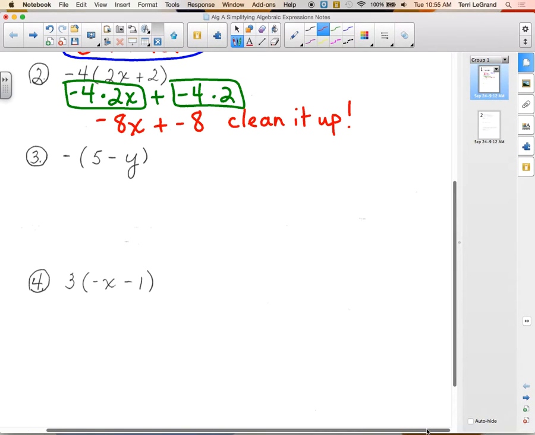Clean it up. Just like we can change subtraction to add the opposite, what do you suppose we can do with addition? We can change subtraction to add the opposite. So what do you think we can do with addition? Subtract the opposite. We can do the same thing in the reverse order. So we would leave -8x, -8x. We don't change that. We never change the first term. We change the addition to subtraction, and we say, what's the opposite of -8? 8.